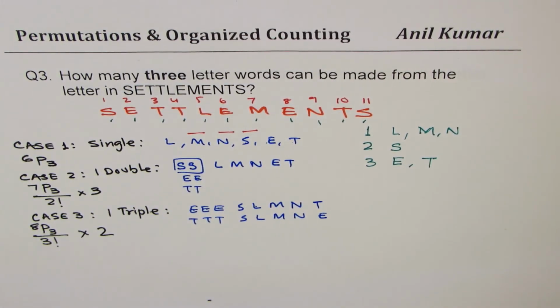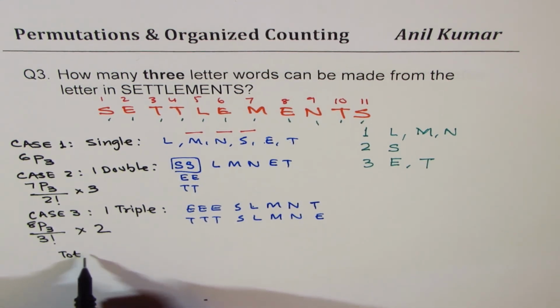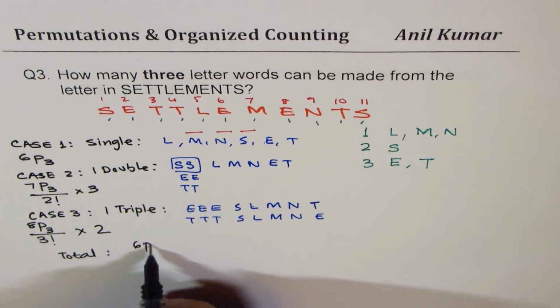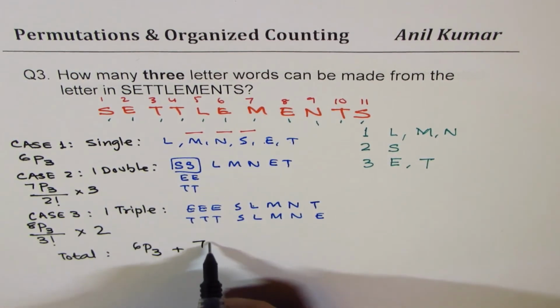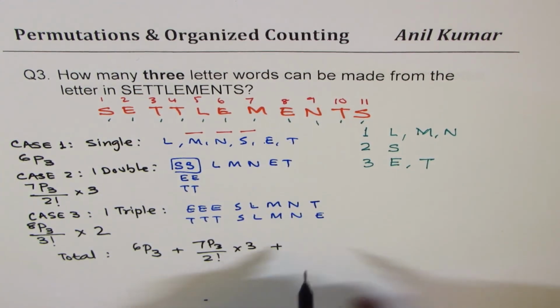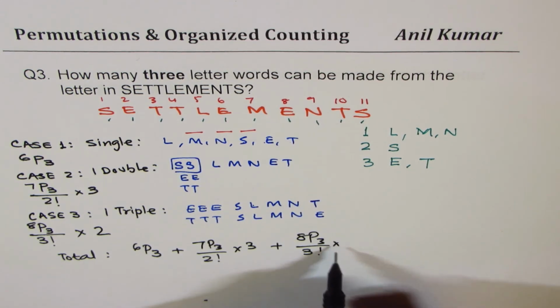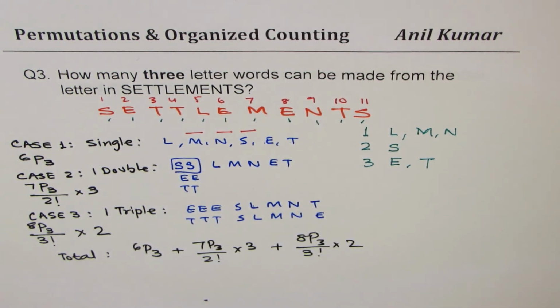So those are the total number of options which could help us find the answer for the given situation. Do you see that? So we can just combine them. So the total for us is 6P3 plus 7P3 over 2 factorial times 3 plus 8P3 over 3 factorial times 2. I hope I have considered all the cases. Let's calculate.